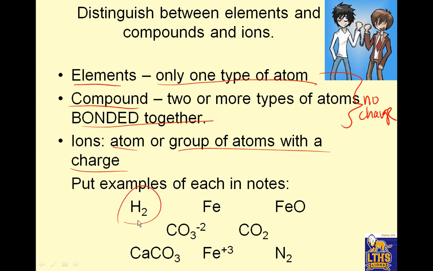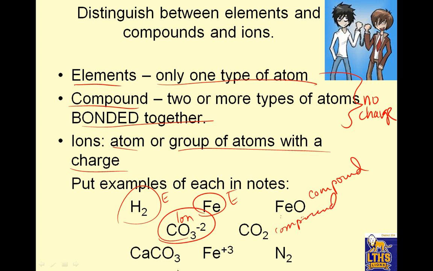So here's some examples. H2, what is it? Element. Fe, what is it? Element. FeO, all right, two atoms, no charge. This must be a compound. Okay. CO3 2-, a couple of atoms charged. This is an ion. What kind? Polyatomic. CO2, couple of atoms, no charge. This is a compound.